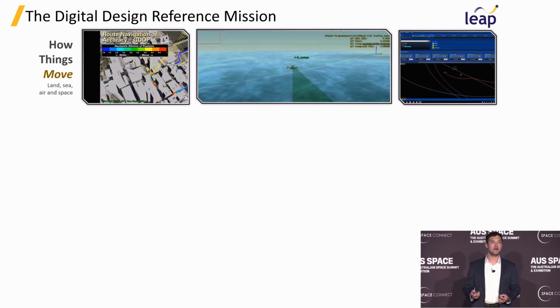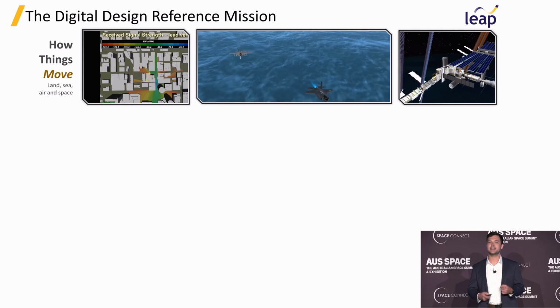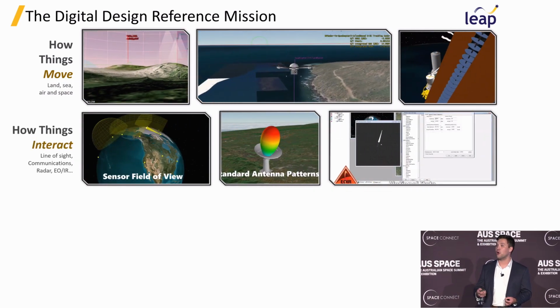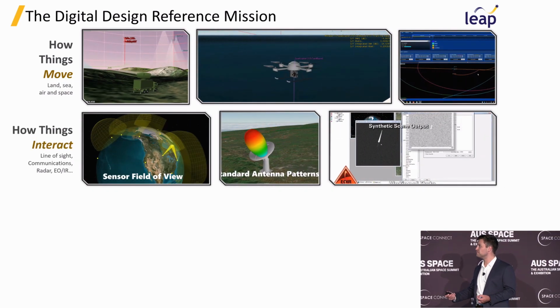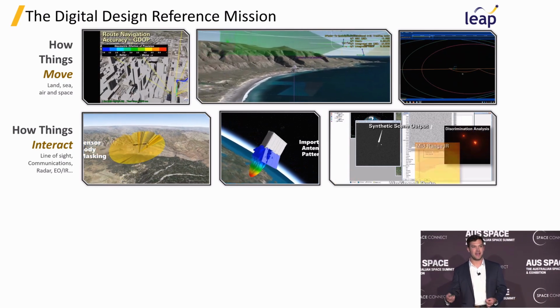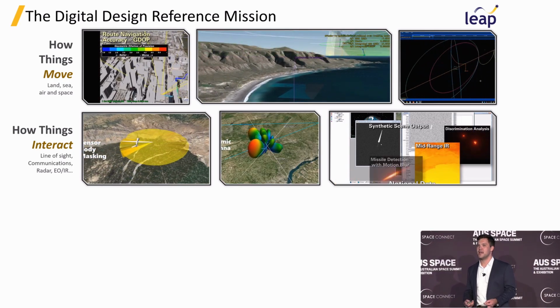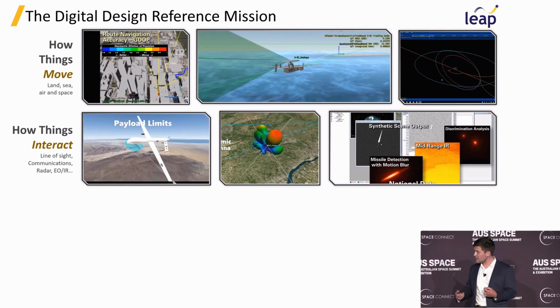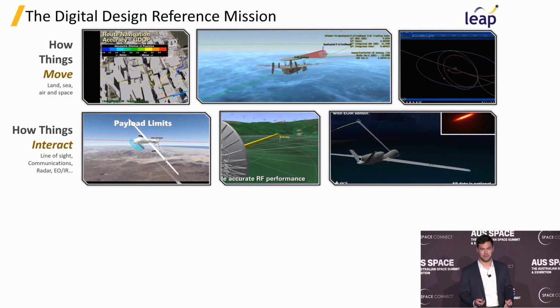From there, we look at, well, how do things interact? This is typically where we're talking about the payloads on each of those platforms. So what kind of sensors do we have? What kind of communication capabilities? Effectors, both kinetic and non-kinetic? Any EW or jamming? That's where these kind of questions come into play.